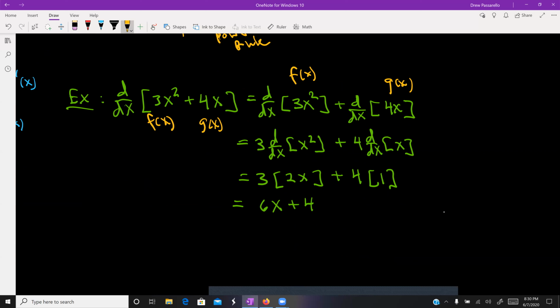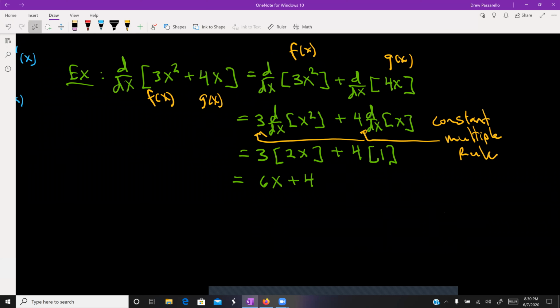For the derivative of 4x, I factored out the 4. Again, that's the constant multiple rule. Then the next thing I did was I applied the power rule to each part, so that x squared turns into 2 times x, because it would be 2x to the 2 minus 1, which would be 2x. The derivative of x is just 1. That's that special case of the power rule.